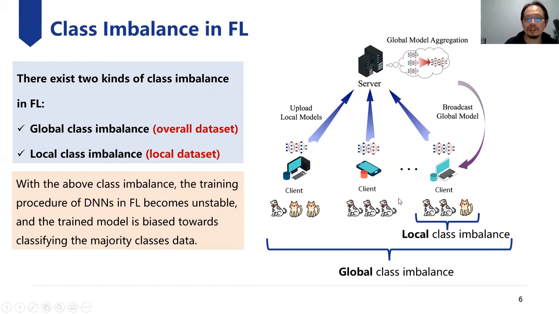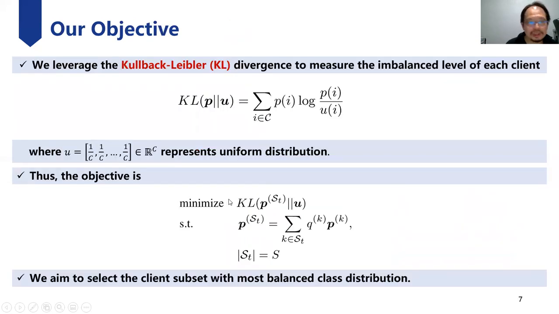As a result, we have to fix these two issues for federated learning, both the global class imbalance and the local class imbalance. Then how do we do this? Because we always need to propose a solution for it. The way we do this is to use the Kullback-Leibler, or KL, divergence. This divergence allows us to improve the test accuracy by selecting the client set with the balanced data distribution in each round. It is also used to measure the imbalance level of each client.